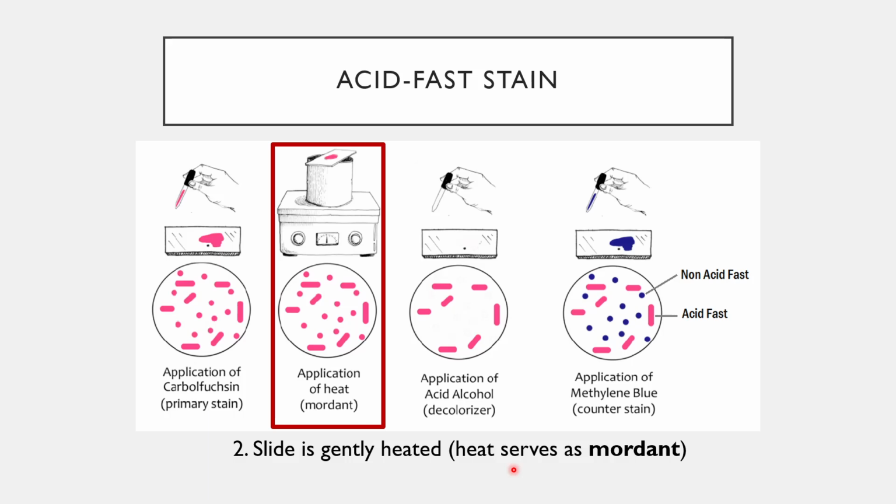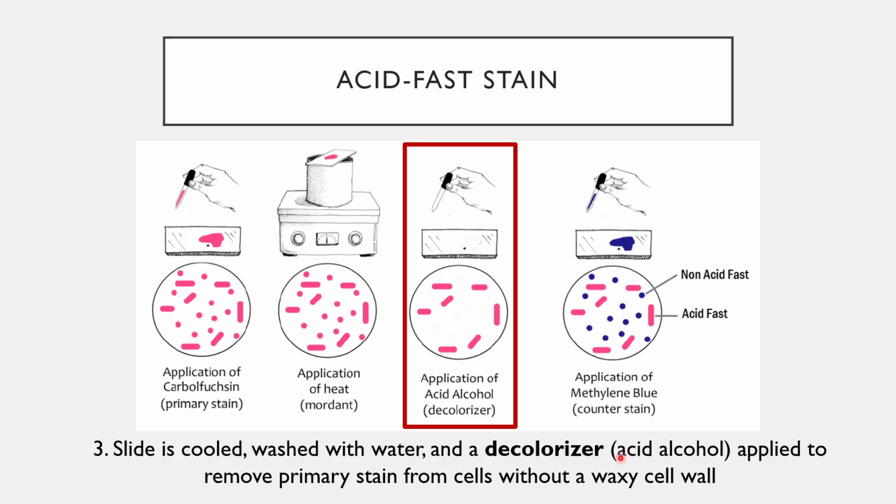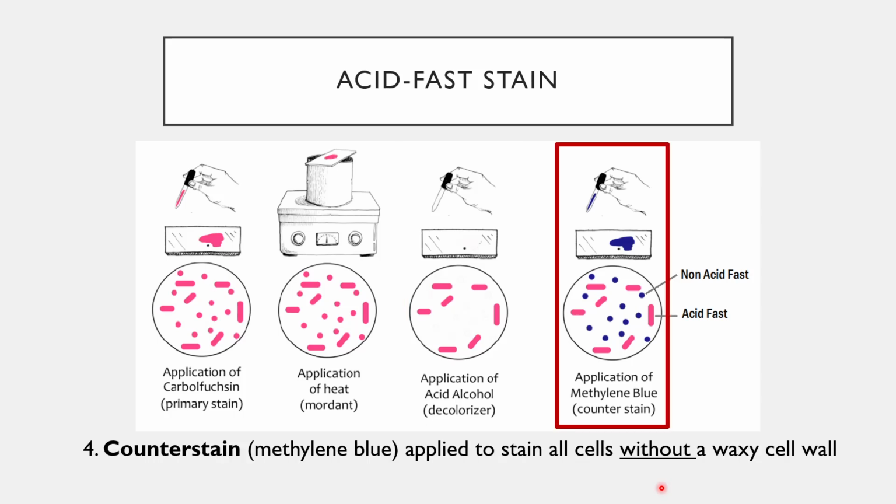After the mordant is applied, we once again decolorize. The slide is decolorized with acid alcohol, and this removes the primary stain of carbol fuchsin from the cells that do not have a waxy cell wall, causing them to become colorless. Finally, in the last step, a counterstain is applied, and this counterstain is usually methylene blue. It is taken up by cells that lost their color in step 3. That is, the cells that lack a waxy cell wall.